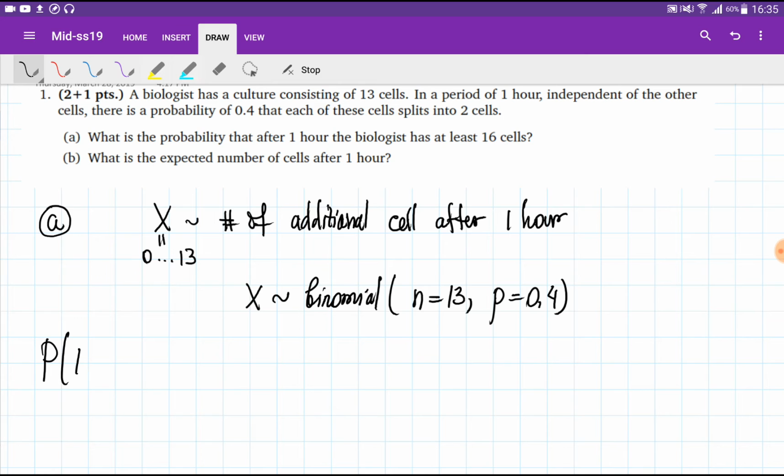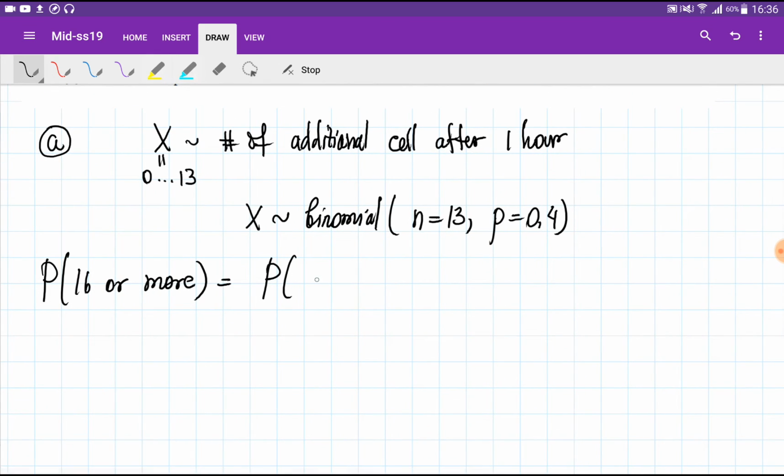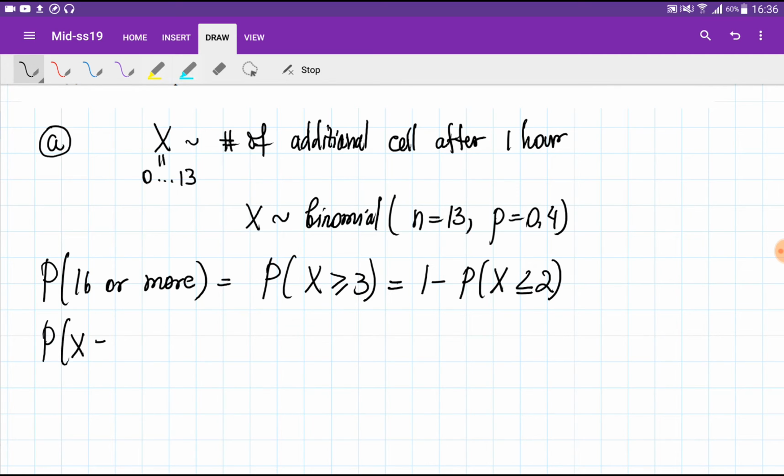The probability of having 16 or more cells after 1 hour, so this is calculating the probability that the number of additional cells will be more than or equal to 3, which is 1 minus the probability that x is less than 3, or less than or equal to 2. So we need to evaluate the probability that the number of additional cells will be 0. This is C 13 0, p^0, q to the power of 13, or simply q to the power of 13.